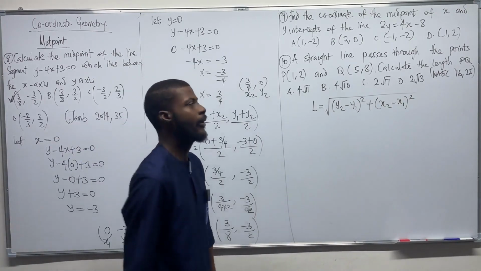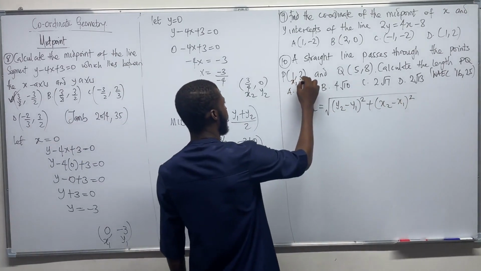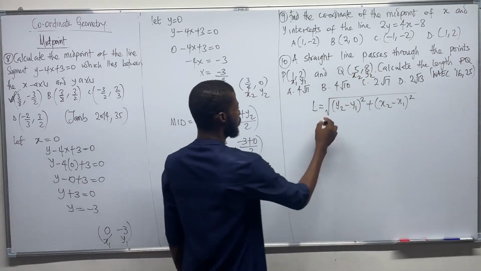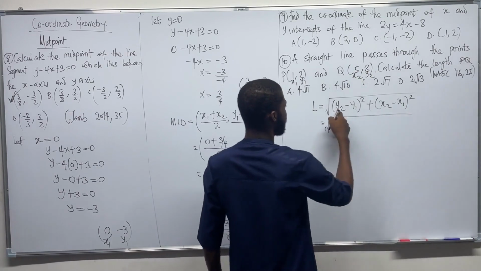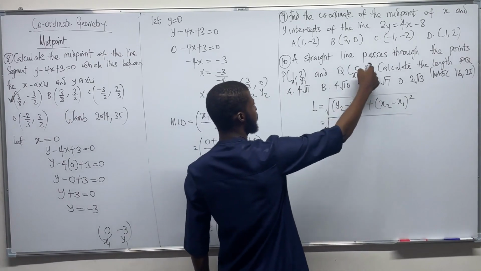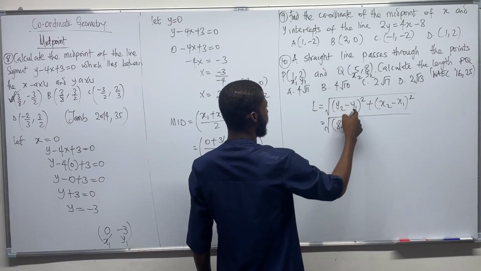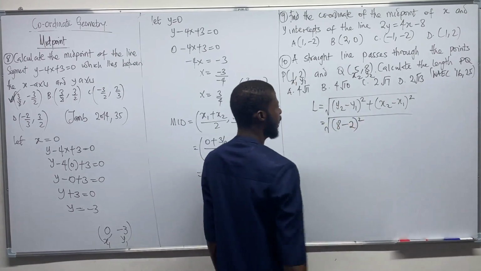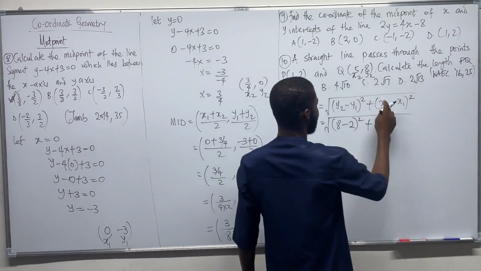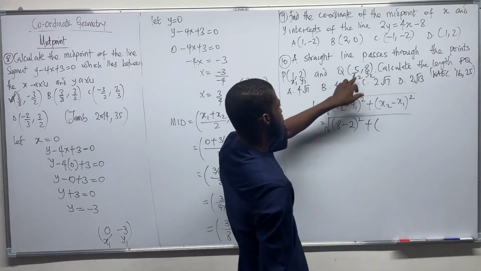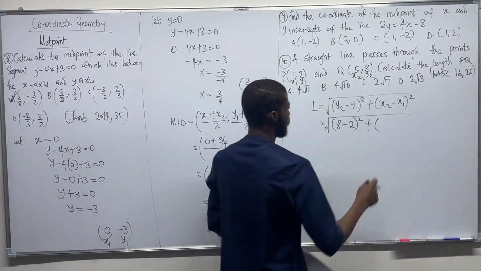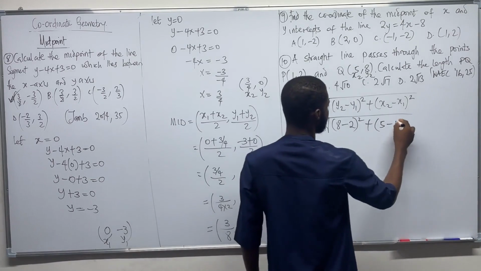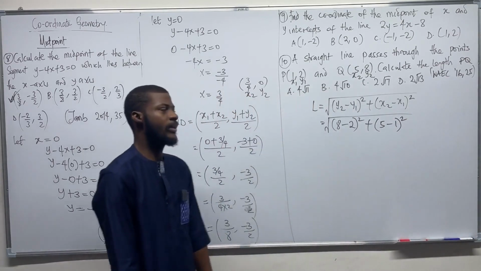So let us name our point. So this is x1, y1. This is x2, y2. So this is the square root of, what is y2? y2 is 8. Take away, what is y1? y1 is 2. And this will be squared plus, what is x2? x2 is 5. Take away, what is x1? x1 is 1. All squared. So that's what we have.